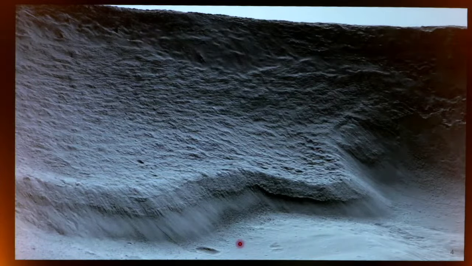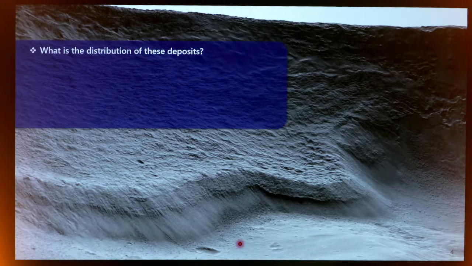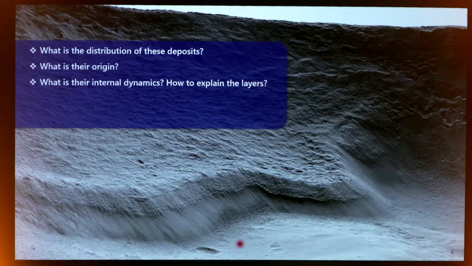So once we identified this glacier, we asked ourselves quite a lot of questions. First, what is the distribution of these deposits? What's their origin? And what is their internal dynamics? And also how can we explain the layers that are exposed on the front? So you have here a 3D view, and you can see on the steep front that we see two layers. I will come back to this detail a little bit later in the presentation.